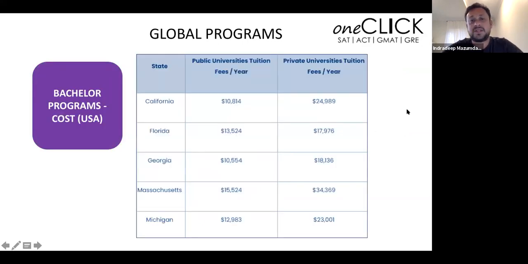We're getting to the end of this. Global programs, cost-wise, vary from state to state. Generally speaking, public universities are a lot cheaper than private universities. Public universities are the ones that run on government grants. On a per year basis, you're looking at anywhere between $10,000 to $15,000 for a public one. An example of a public university would be the University of California.